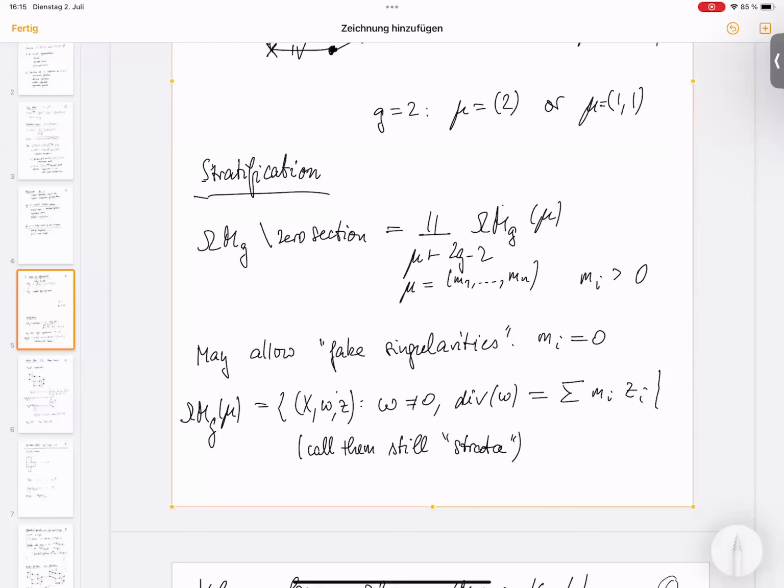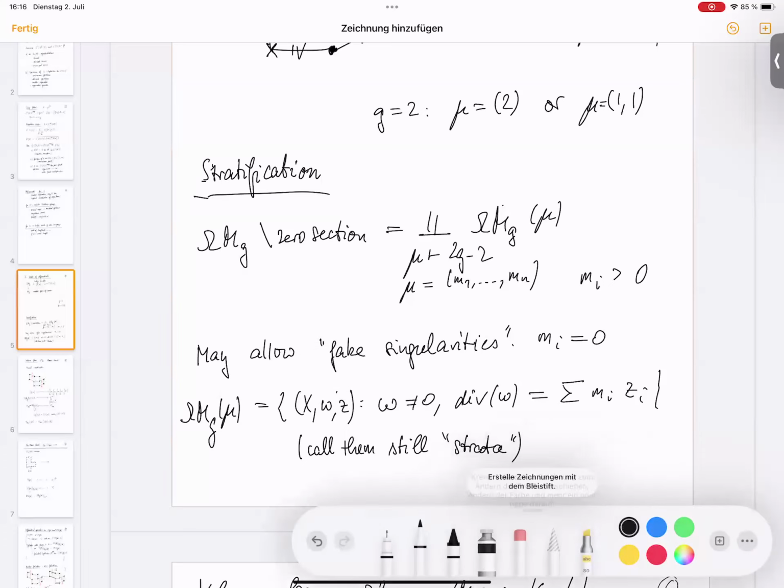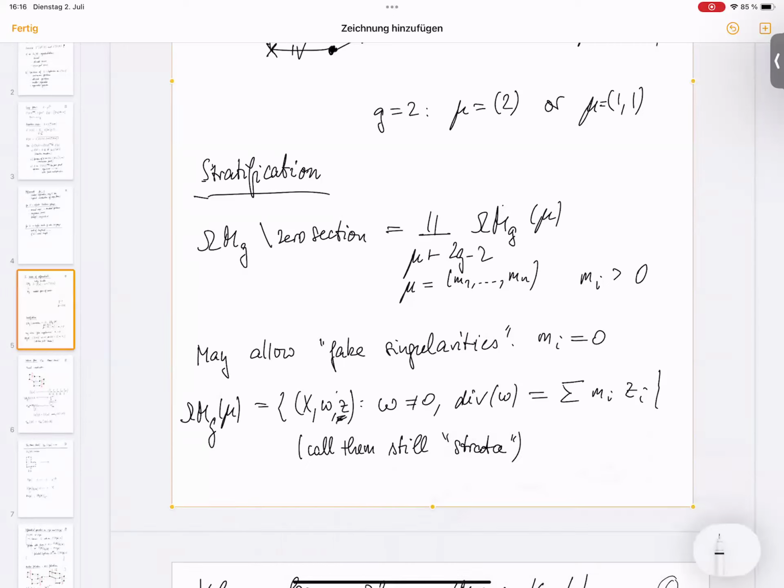this means that I consider a Riemann surface X together with a differential form omega and a tuple of points z. Maybe I should underline it to make clear that it's a tuple of points z equals z_1 through z_n, and this sum is i equals 1 to n. And I'm requiring that these points are exactly the divisor of omega with certain multiplicities m_i prescribed, m_i equals 0 included.